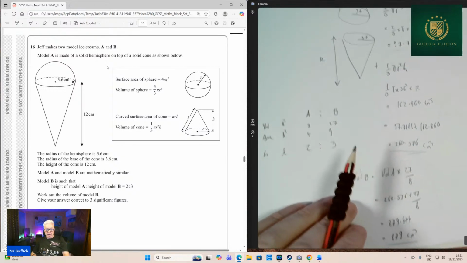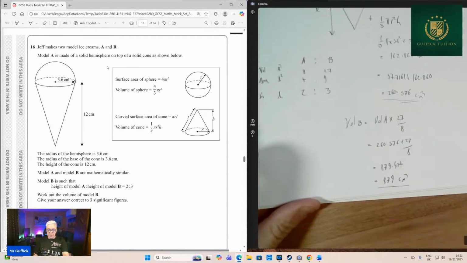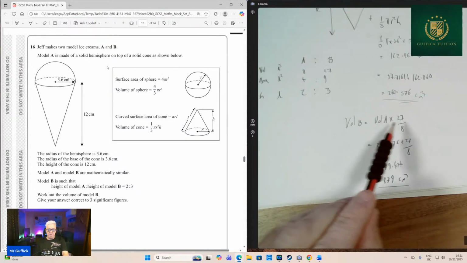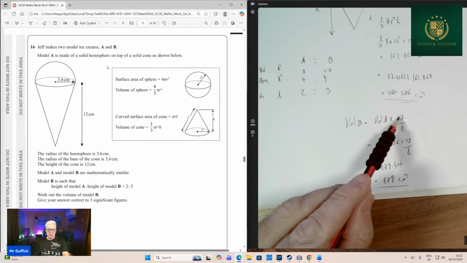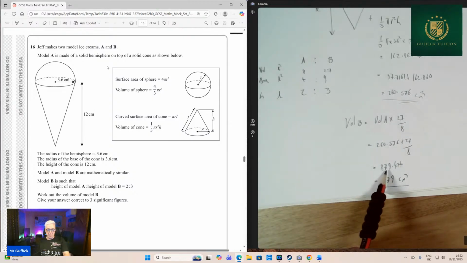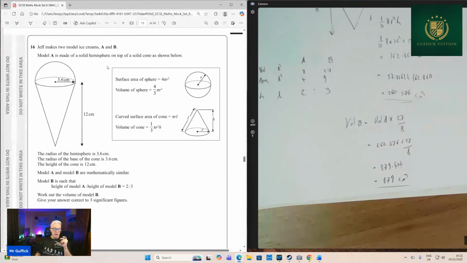Okay, so therefore the volume of B is going to be given by the volume of A multiplied by the volume scale factor, which is 27/8. And we work that out, and that gives us 879.4, I think it's 94. But it says give it to three significant figures, so 879 centimeters cubed, correct to three significant figures.